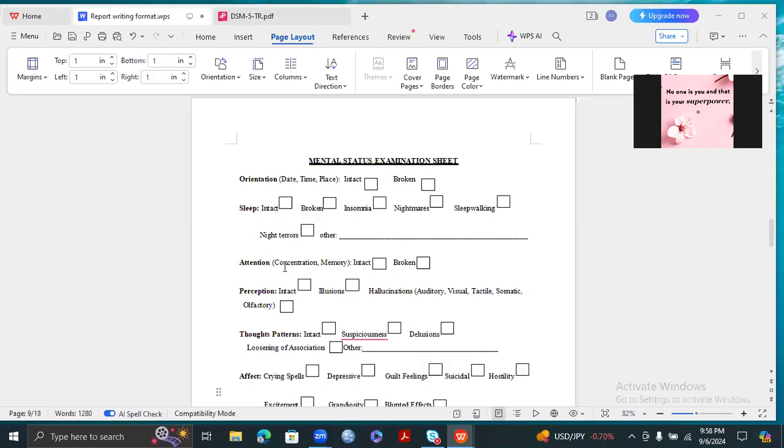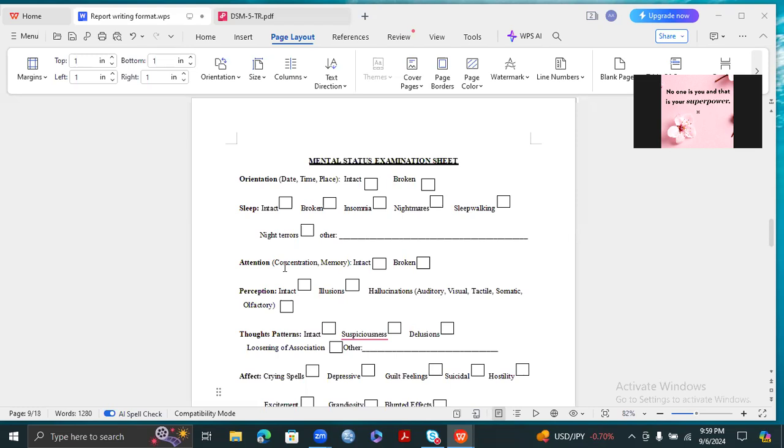Well, prior to that, we have discussed the components of the mental status examination. And now we are going to talk about the complete assessment sheet of mental status examination, right?